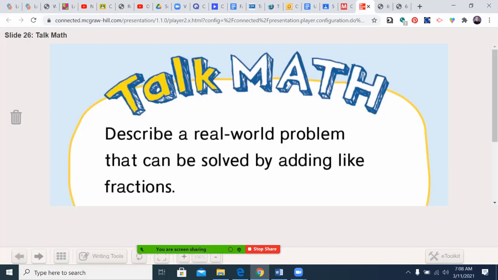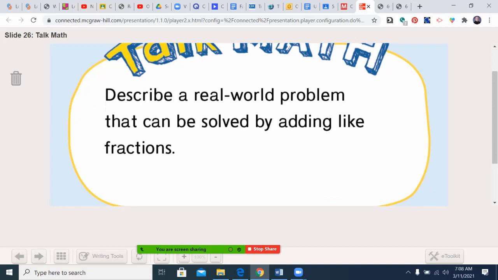Let's move on to the talking math. Describe a real world problem that can be solved by adding like fractions. Try doing any home improvement project ever. Just saying. Or food. You can do a lot of story problems with pizza, but then I'm going to make myself hungry.